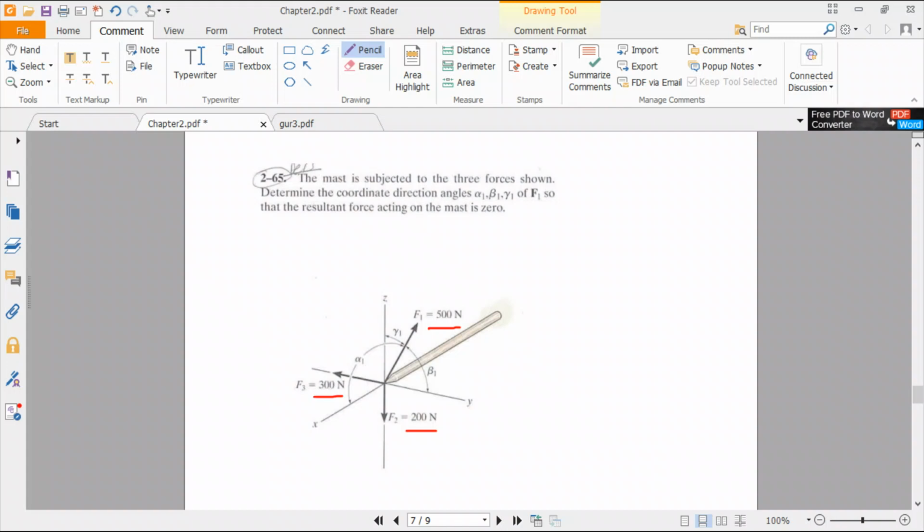F2 is in the negative z direction. F3 is in the negative y direction. F1 has three components. It makes angle alpha 1 with the x-axis, angle beta 1 with the y-axis, and angle gamma 1 with the z-axis. So the first thing that we need to do is write each force in Cartesian form, in Cartesian coordinates.